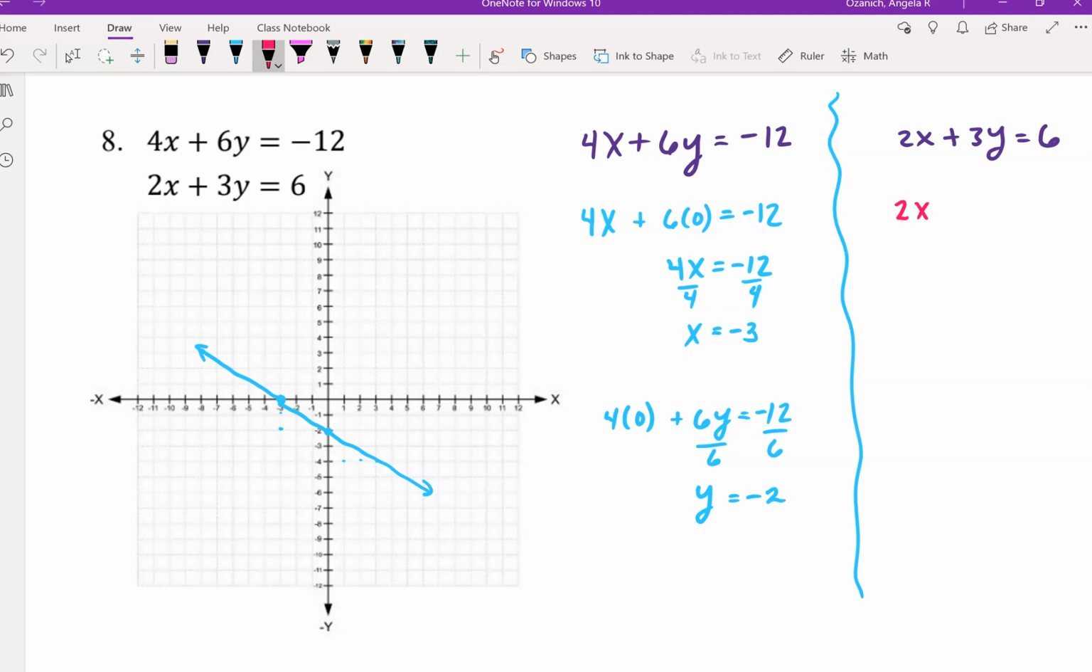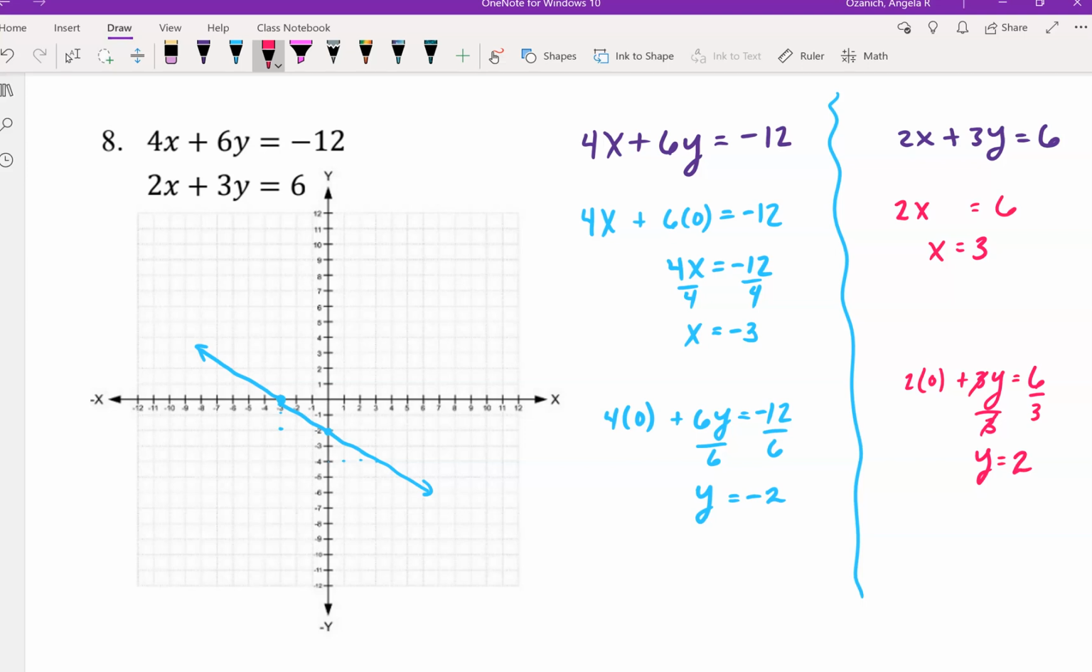So 3 times 0 is just 0. So I'm actually solving 2x equals 6. If I divide both sides by 2, I get x equals 3. I'm also going to, remember, put a 0 in for x. So I'm essentially solving 3y equals 6. Dividing both sides by 3, I'll go ahead and show you guys this division. Those things cancel. 6 divided by 3 is 2.